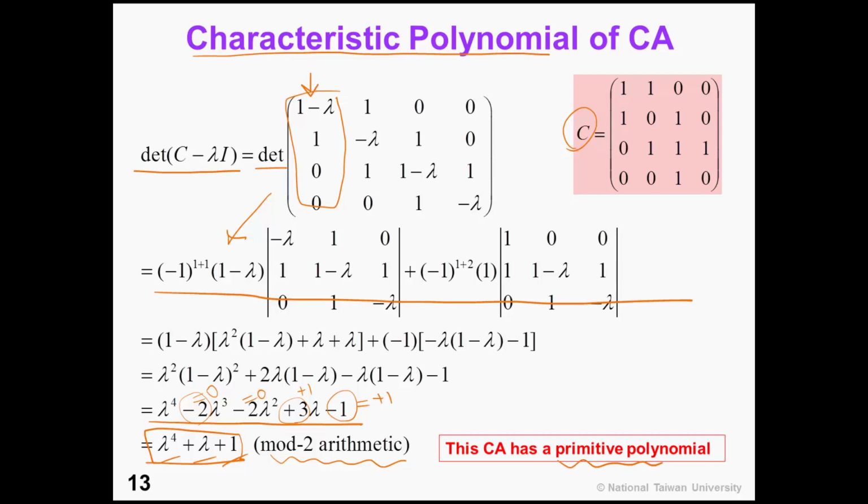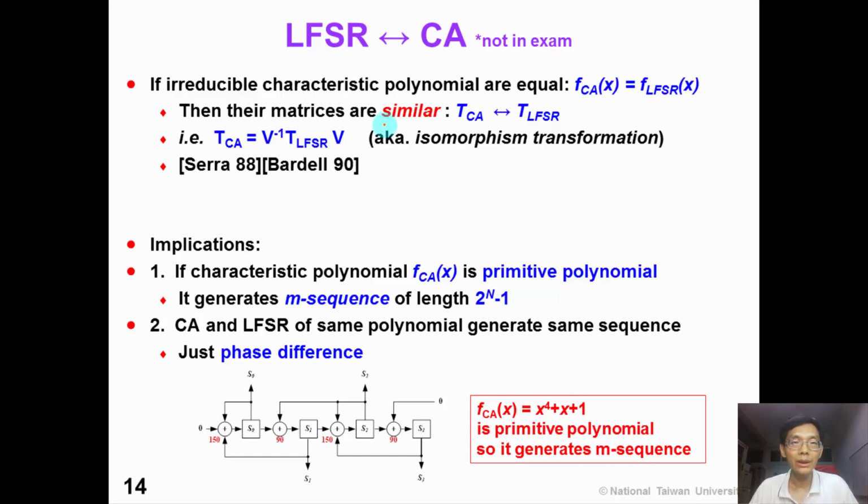This is a primitive polynomial. So we have reached a conclusion that this cellular automata has a primitive polynomial and it can generate the M sequence. So what's the relationship between LHCA and the CA? It has been shown that if the cellular automata and the LHCA have the same irreducible characteristic polynomial, then their matrices are similar. That means we can find a vector V to perform an isomorphism transformation between the cellular automata matrix and the LHCA matrix. It is totally fine if you don't understand the above statement.